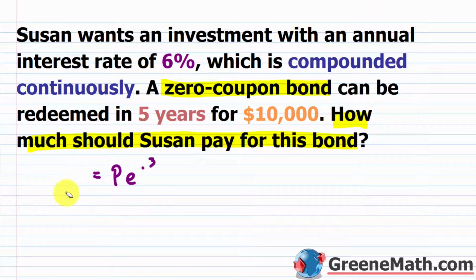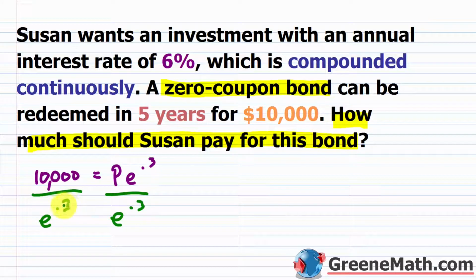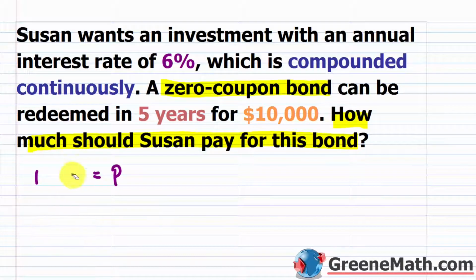So I'm just going to erase this and put my 10,000 here. Put my comma in. And basically, I just want to solve for P. So I want to divide both sides by e raised to the power of 0.3, and I'll have my answer. So let me just erase it from over here. And you can punch that up on a calculator. And what you're going to get is approximately $7,408.18. So that's how much she should pay for the bond.